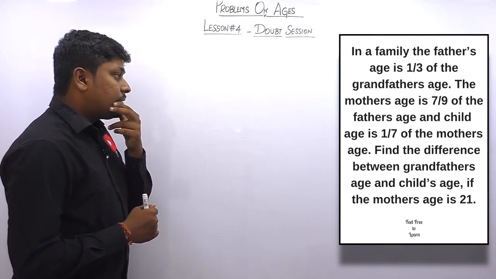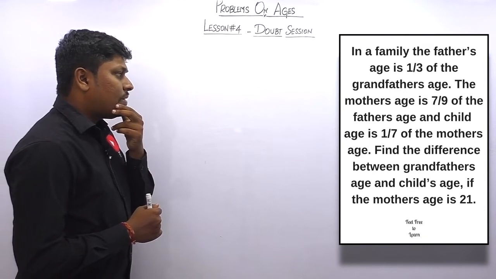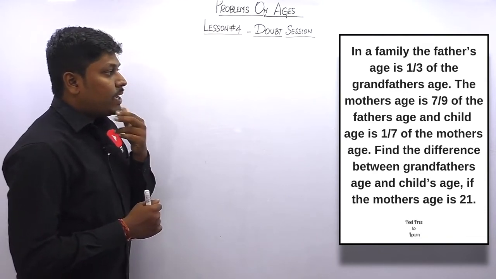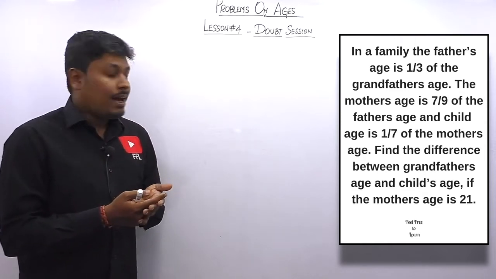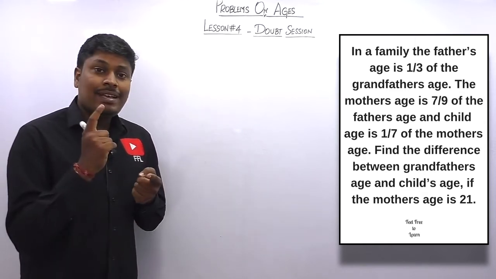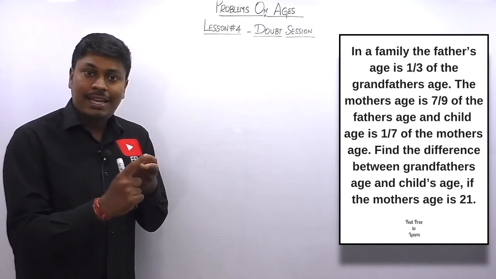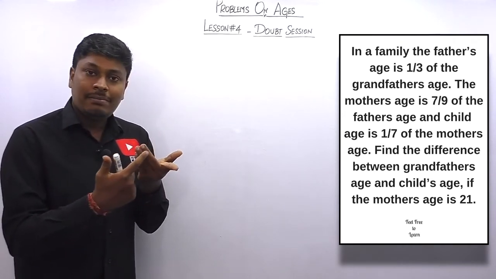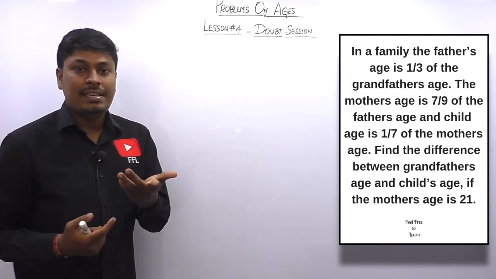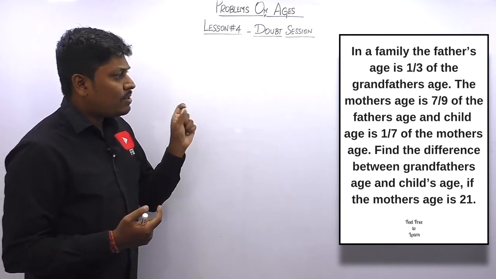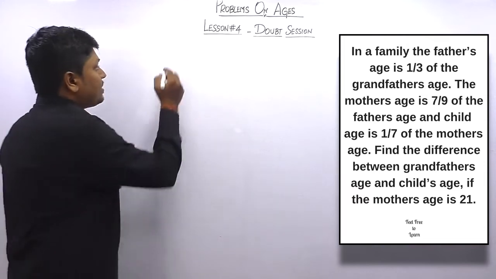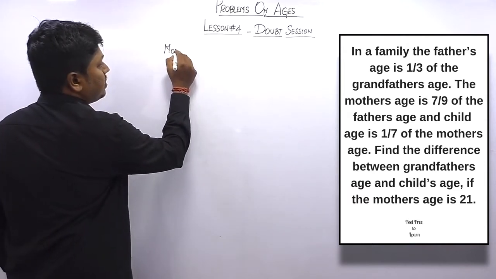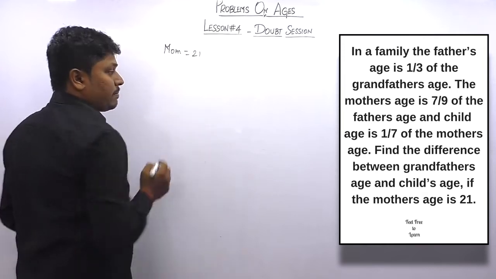So I think the question is not so difficult, because here they are talking about grandfather, father, child and a mother. And at the last point they have given the age of the mother. If one person's age is given, then finding all the remaining ages is really easy, right? But there is a small tricky thing in this question. You need to be careful on that, right? So first, the mother's age is given, that is 21.